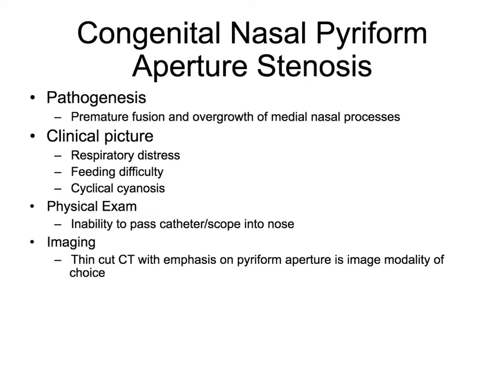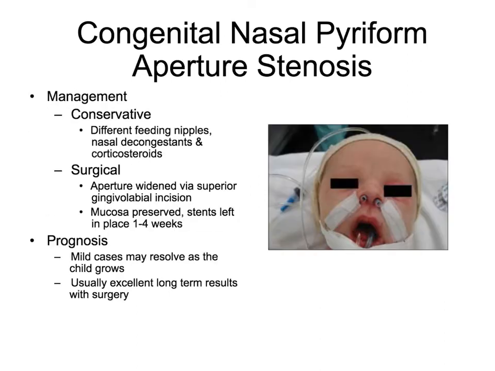Congenital nasal piriform aperture stenosis is a fusion of the medial nasal processes at birth. Clinical picture includes respiratory distress, feeding difficulty, and cyanosis. Physical exam includes inability to pass a catheter through the nose. Imaging helps with a diagnosis.